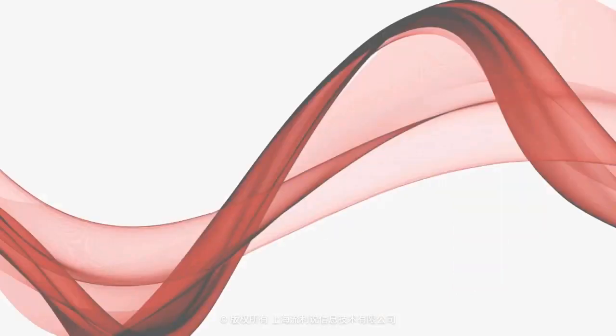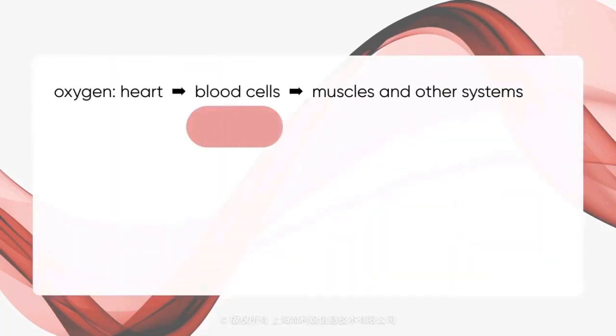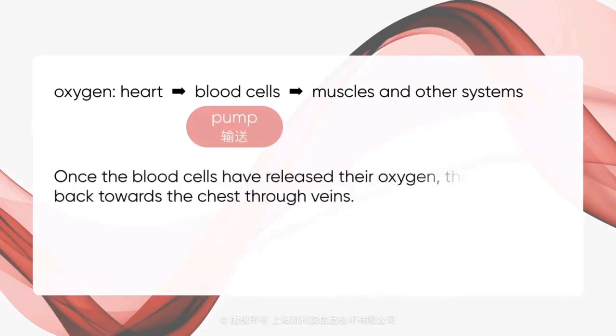In the chest area, the beating heart fills the blood cells with oxygen from the lungs. The heart then pumps the blood cells through arteries to give their oxygen to muscles and other systems in the body. Once the blood cells have released their oxygen, they travel back towards the chest through veins.